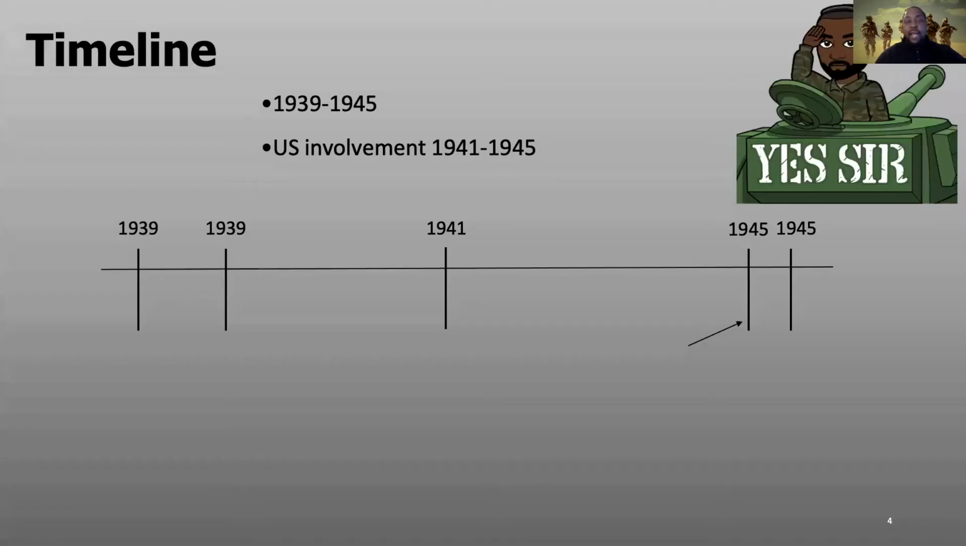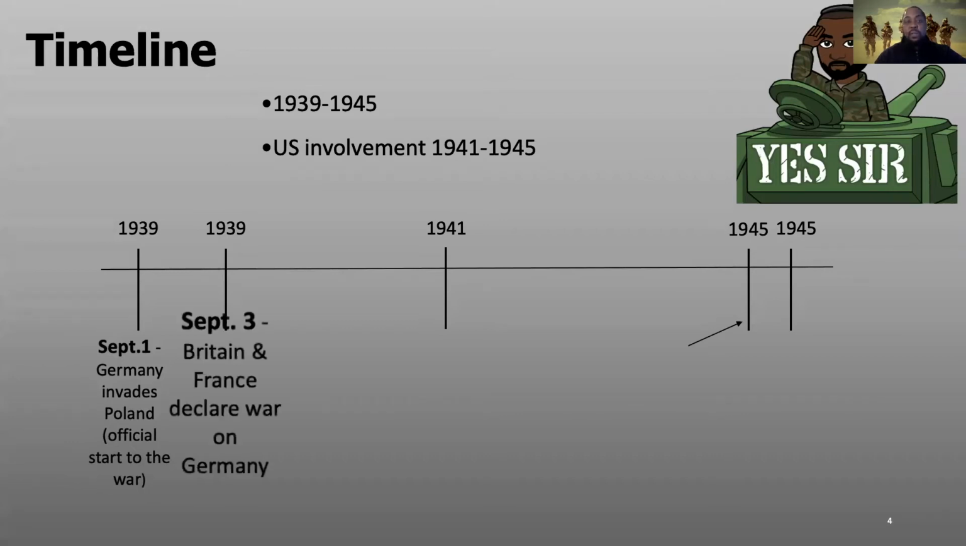And here's a brief timeline of what happened during this time period. The first thing is in 1939, September 1st, Germany invades Poland, which was the official start of the war. The second thing being September 3rd, in that same year, Britain and France declare war on Germany.